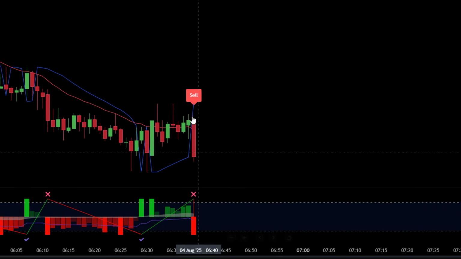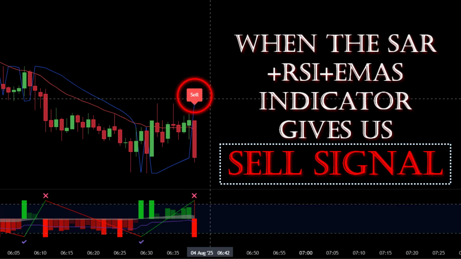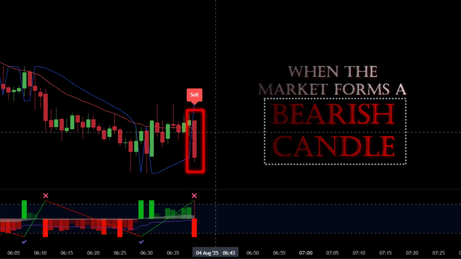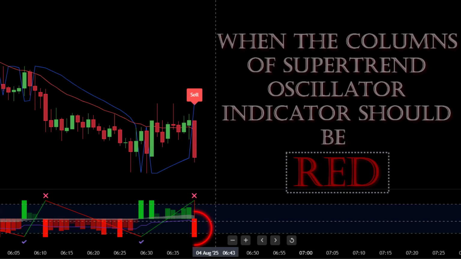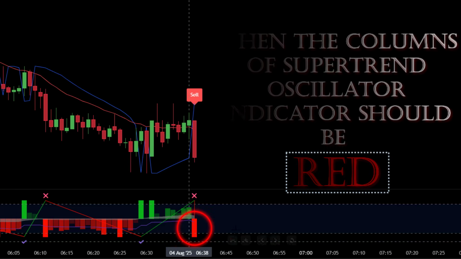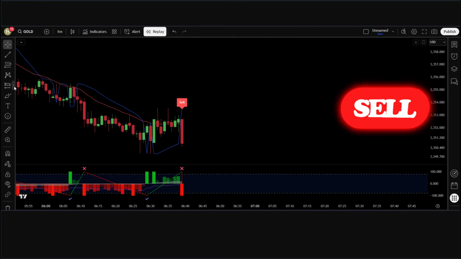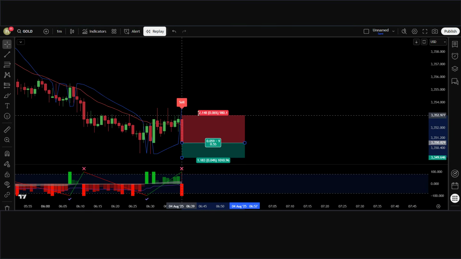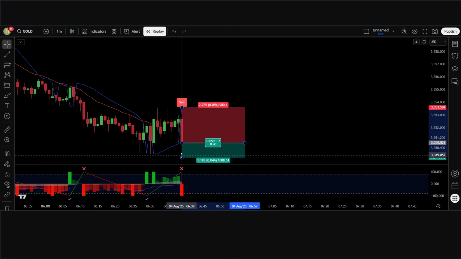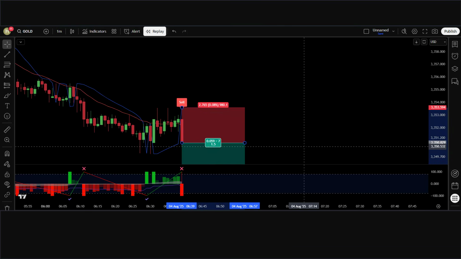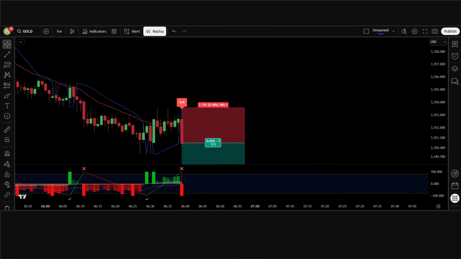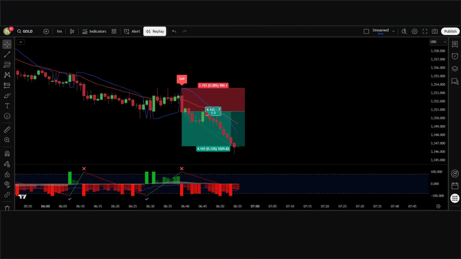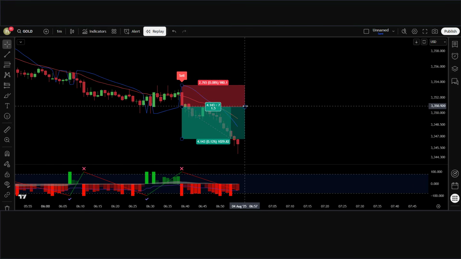Now, let's understand the concept where we will take buy and sell trades based on their conditions. When the SAR plus RSI plus EMA's indicator gives a sell signal. When the market has formed a bearish candle. When the columns of Super Trend Oscillator indicator should be red. If this condition is fulfilled, then we will place sell order. Our stop loss will be placed at the current market's higher level. And the risk to reward ratio will be 1:1.5. The market has completely hit the target.